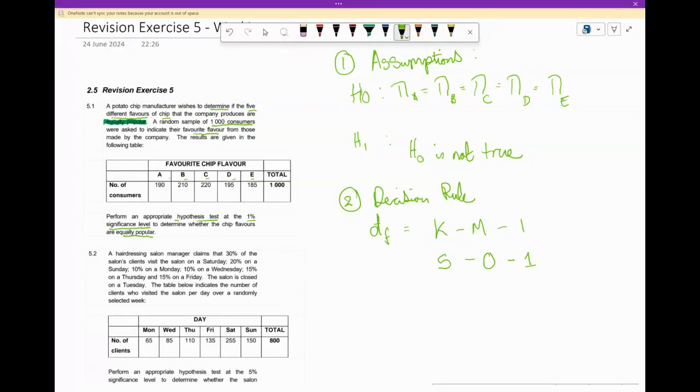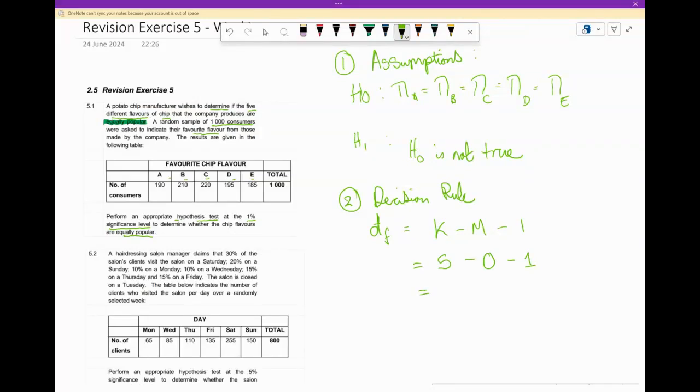Don't you use that bracket method? Row minus 1, column minus 1? Yeah, but that degree of freedom calculation pertains to homogeneity and independence. Here we're looking at popularity or population. So what shows us that there are no parameters in this? When looking at the different categories, you don't have parameters. All you have is the number of customers.